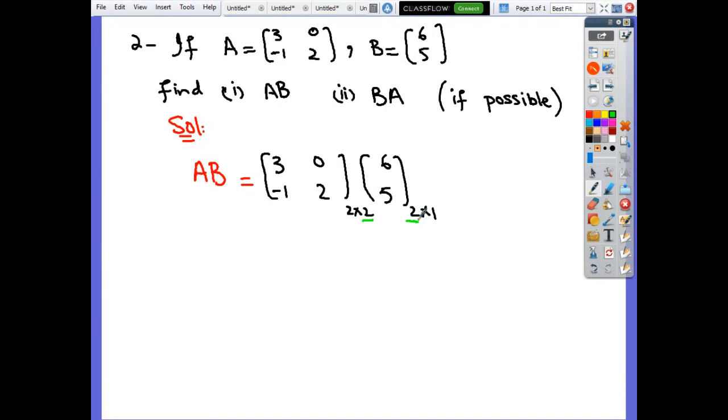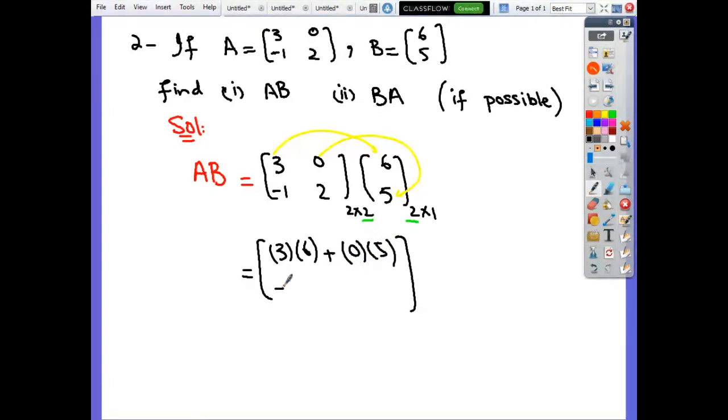Now we multiply these matrices. How do we multiply the matrices? First of all, we multiply the first row with the first column. That is, this 3 is multiplied with 6 and 0 is multiplied with the other number, which is 5. That is, 3 is multiplied with 6, there is an addition sign between them, and 0 is multiplied with 5.